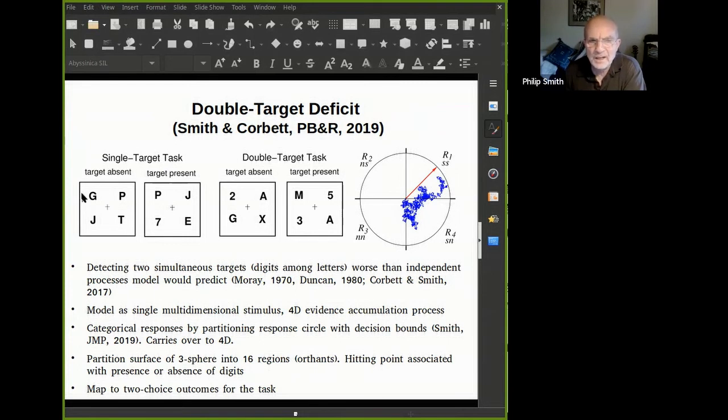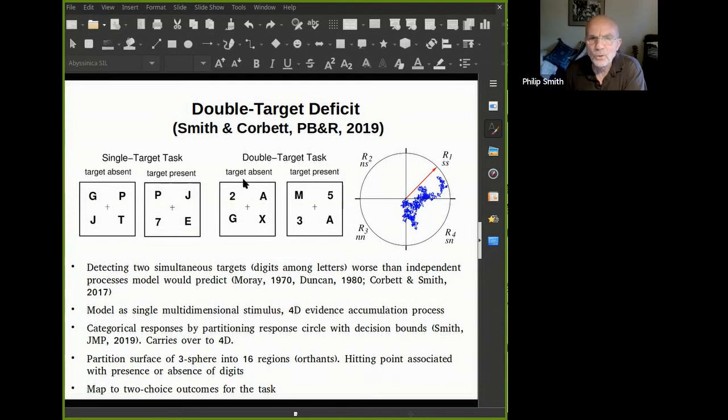In the single target task, on target absent trials, there were 4 letter distractors in the display. On target present trials, there was a single digit target among 3 letter distractors. In the double target task, on target absent trials, there was a single digit target and 3 letter distractors. And on target present trials, there were a pair of digit targets among 2 letter distractors.